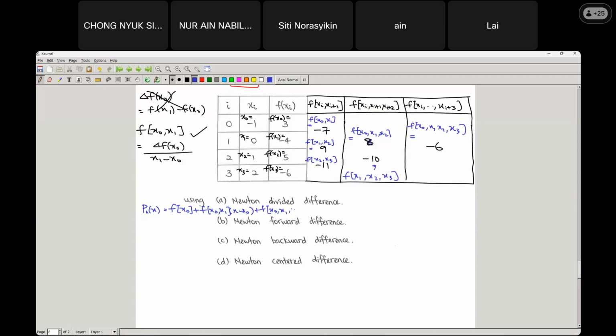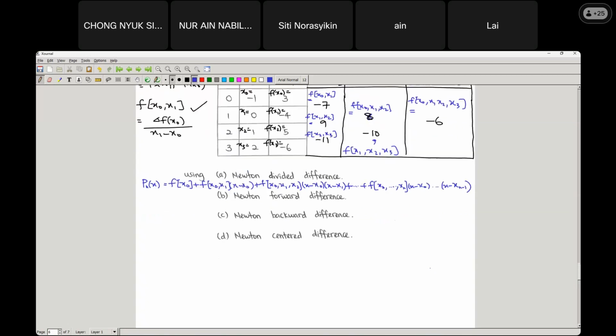f[x0, x1, x2] times (x minus x0) times (x minus x1), and so on until the last one, you plus f[x0, ..., xn] times (x minus x0) times and so on until the last one, that is (x minus x(n-1)). So this is the Newton divided difference formula. I would like to write here because I have a lack of space.